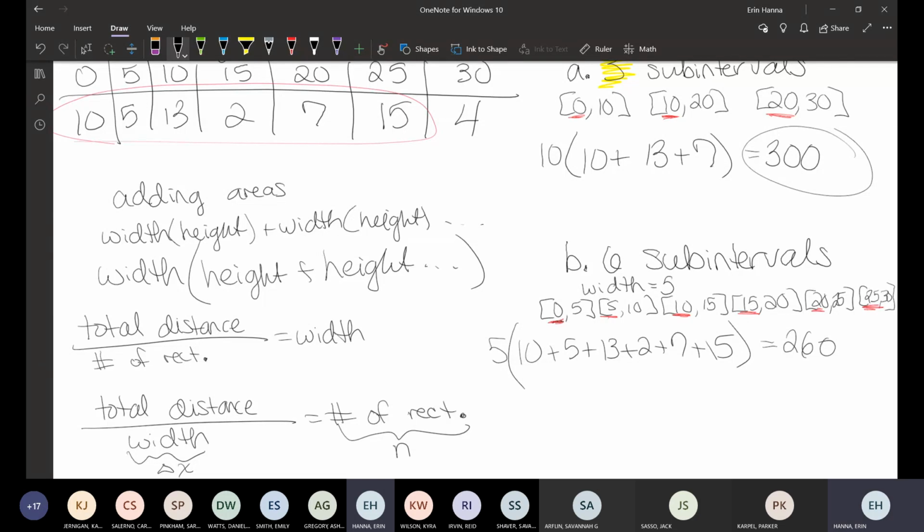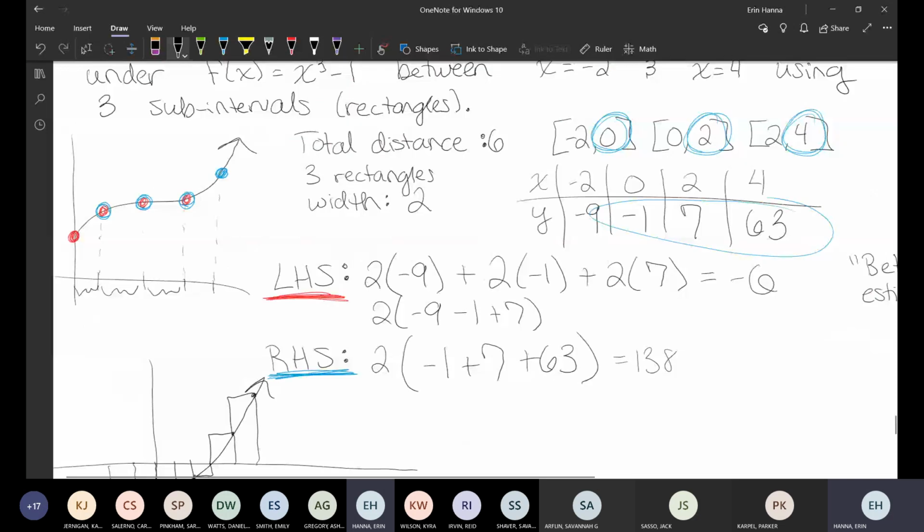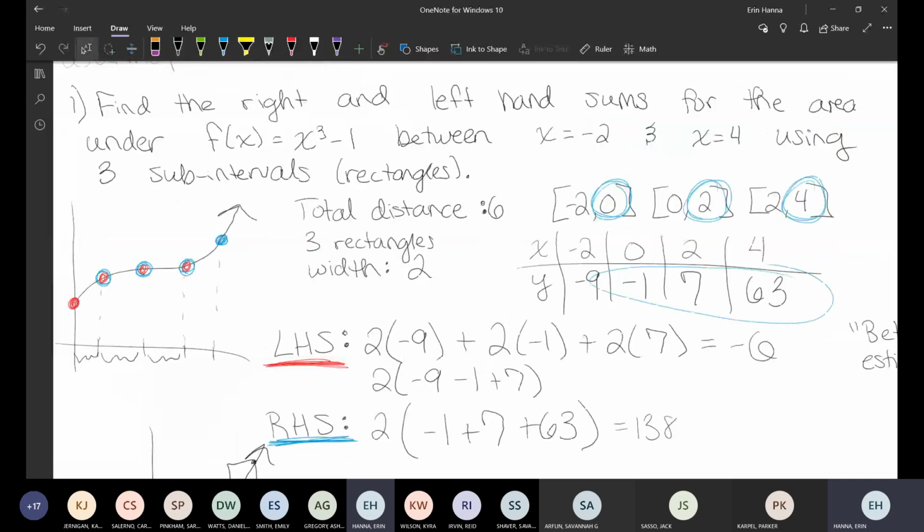Questions, concerns on how I found any of that? Okay, Rihanna, let me talk a little bit more about your question. Example 3 in the notes was somewhat like this one. The only difference is that that one gave us the width instead of the total amount of rectangles we needed.